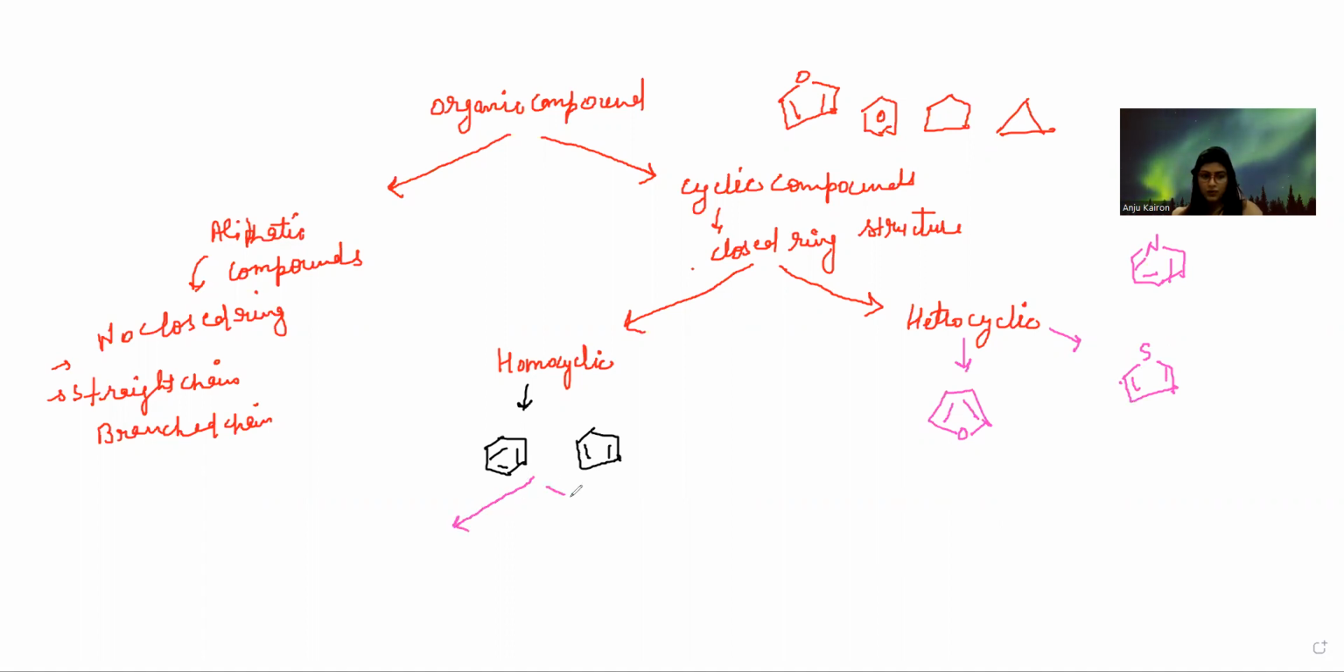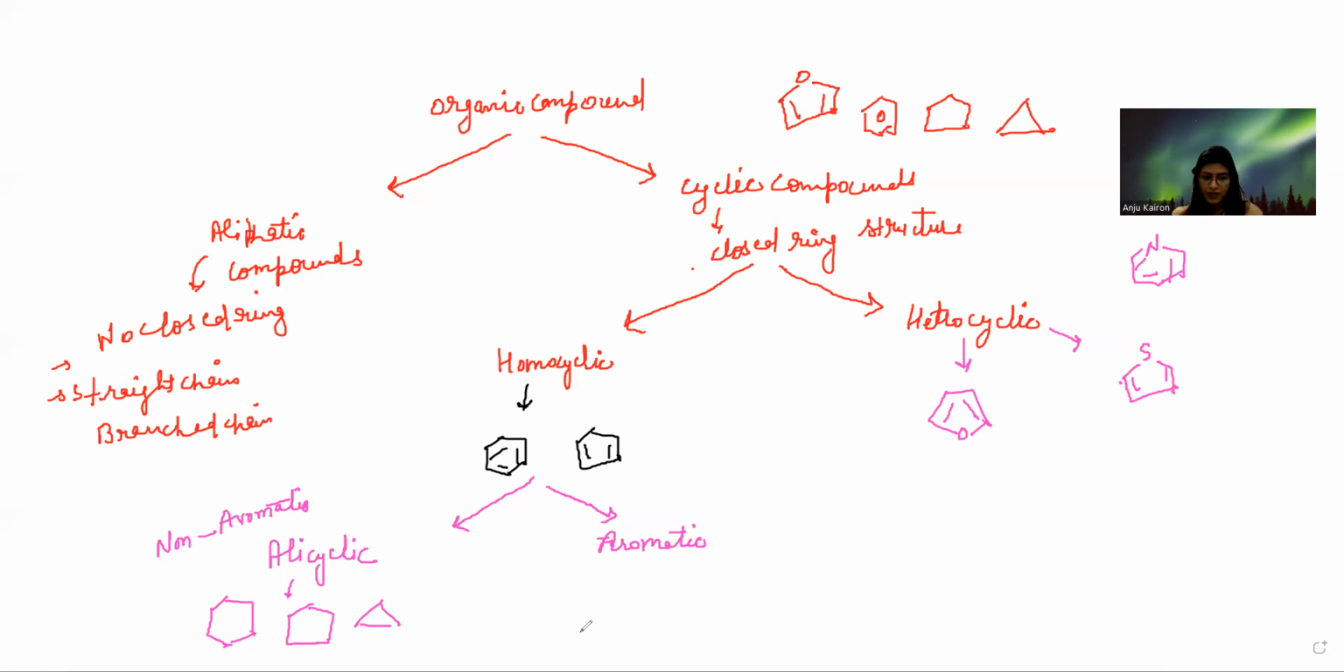Now, homocyclic compounds are also categorized in two categories, alicyclic and aromatic. In alicyclic, they are non-aromatic. They only have carbon containing rings, right? Like this. No other element other than carbon, right? All elements in the ring are carbon, right? But in this, we have aromatic.